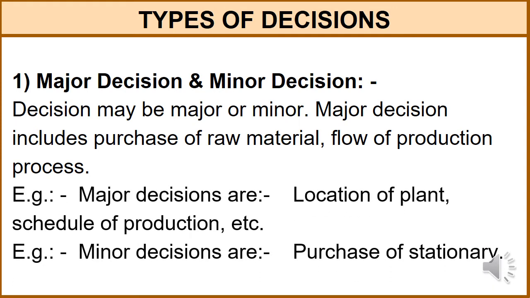Major decisions are like location of plant, schedule of production, purchase of a business, purchase of fixed assets like purchase of land, building, or sites, purchase of motor vehicles, or purchase of a new business or an existing business, or mergers and acquisitions. These are the major decisions. And the minor decisions will be the purchase of stationery, internet, textbooks, stationery for the office, and so on.